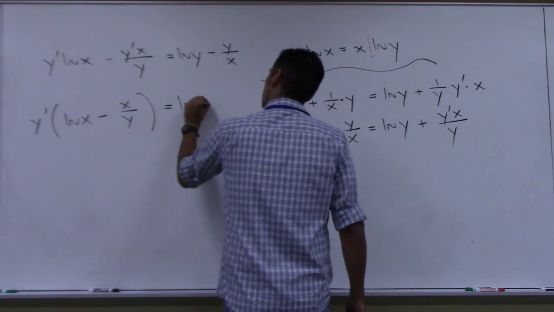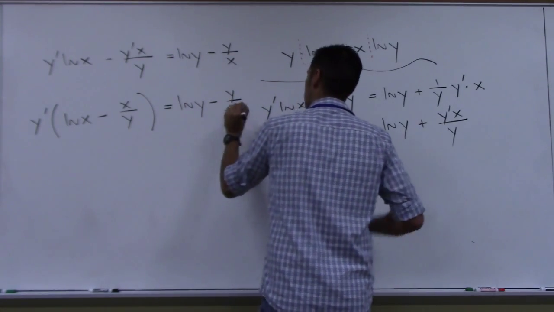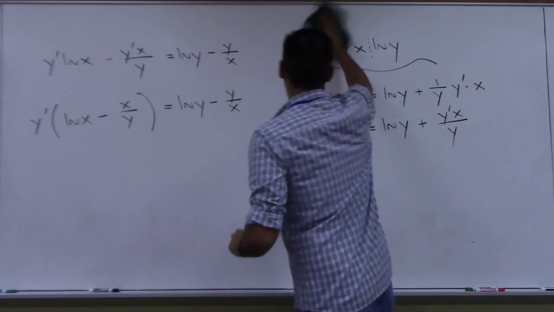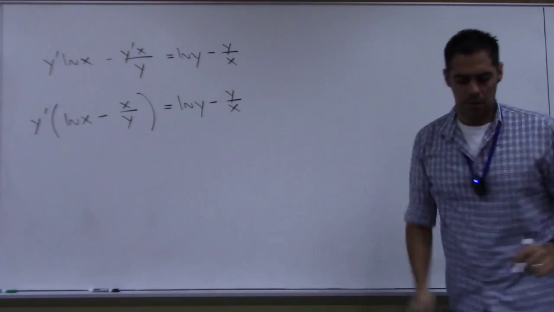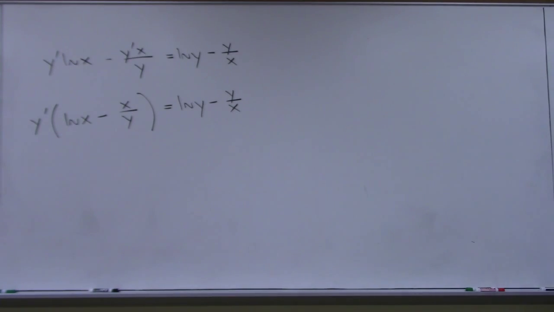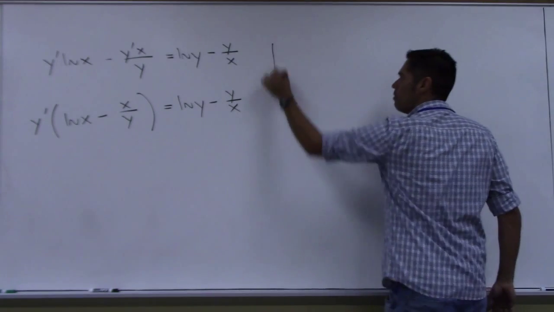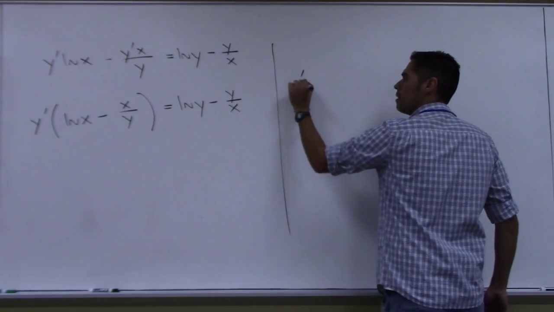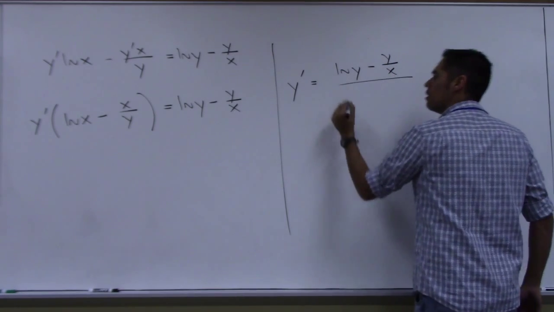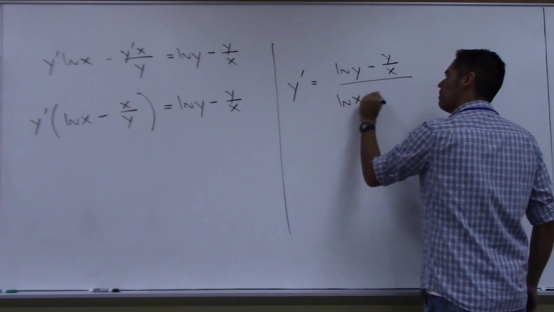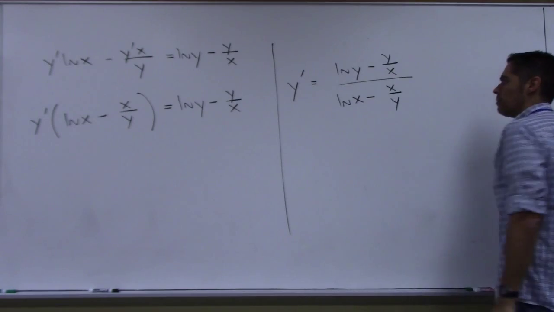And the last real step that I have to take now is to divide through by that stuff in parentheses, on both sides. So y prime equals ln y minus y over x, over ln x minus x over y.